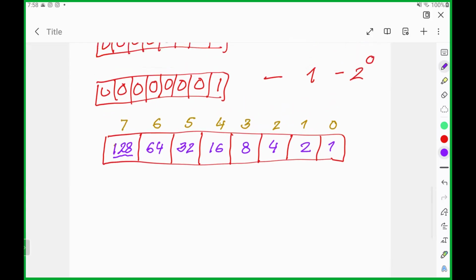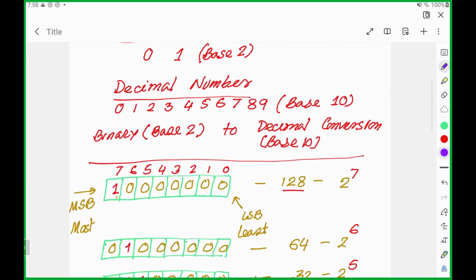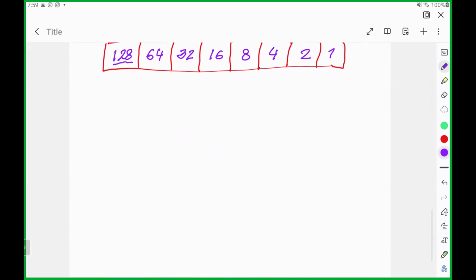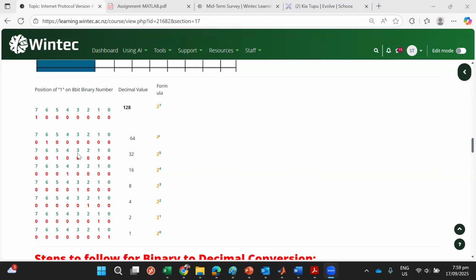So now we will try to find out binary to decimal conversion. Let us start with a simple example that I have. I have shown you, I can share the other device, then I can show you. This table tells you whatever we have described.